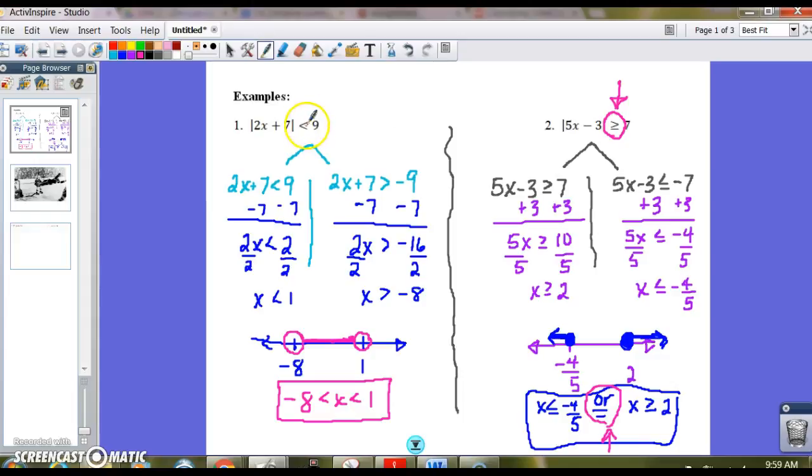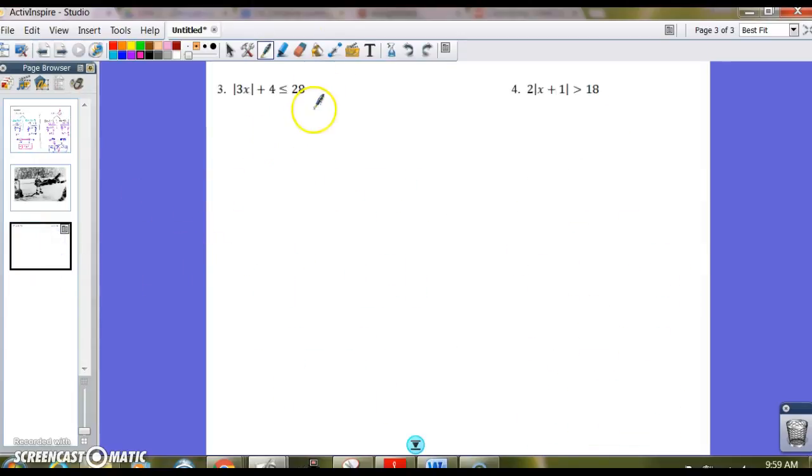When it's less than in the original problem, you're shading between. You get this compound inequality with the between. The x is between the two values. When you have a greater than, you have an or in your answer and you're shading away. Okay, let's do the other two example problems.